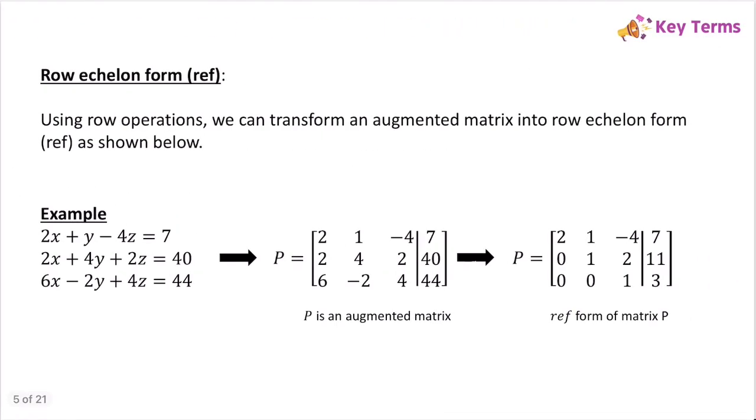So what we're going to need to do is use row operations to transform our augmented matrix into row echelon form, which is abbreviated REF. A matrix in row echelon form looks like this matrix right here. Notice that we have this corner of 3 zeros, right? So this is like a triangle of zeros in the bottom left of our matrix. And also notice that the last entry in row 3 is 1.